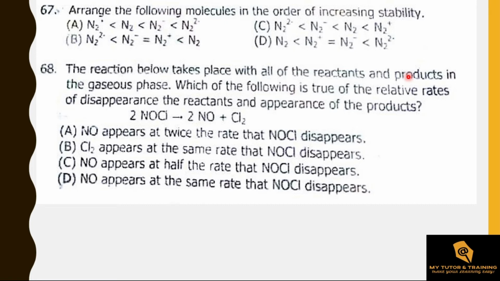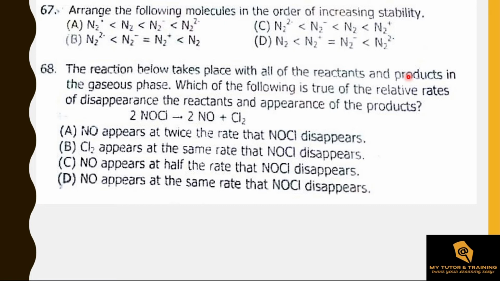It is choice B. Choice B is the correct answer. The next question, number 68. The reaction below takes place with all of the reactants and the products in the gaseous state. Which of the following is true of the relative rate of disappearance of the reactants and appearance of the products? Question number 68. Look at the choices.